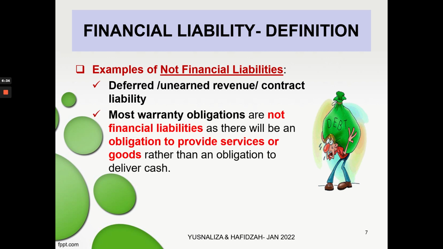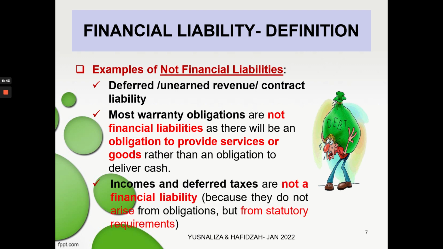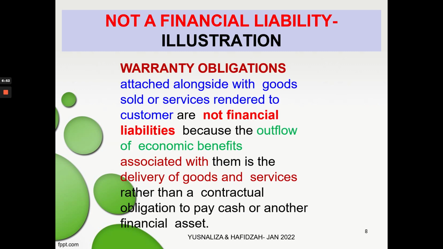Then most warranty obligations are not financial liabilities, because the obligation is to provide service rather than to deliver cash. Income and deferred taxes are not financial liabilities because they arise from statutory requirements. A warranty obligation is not a financial liability because, as I said, it is attached alongside the goods that were sold or the services that were rendered to the customer.